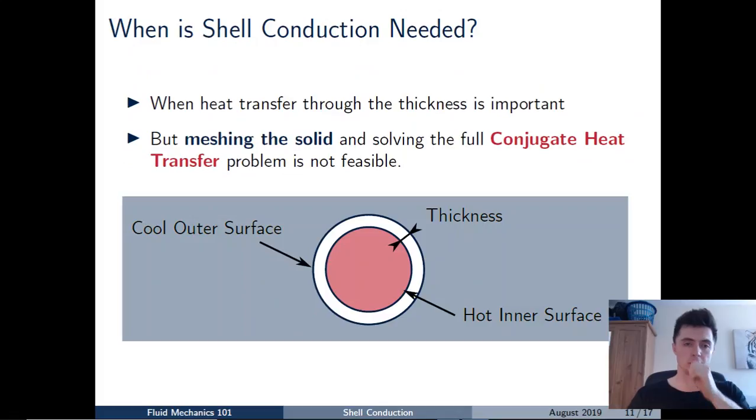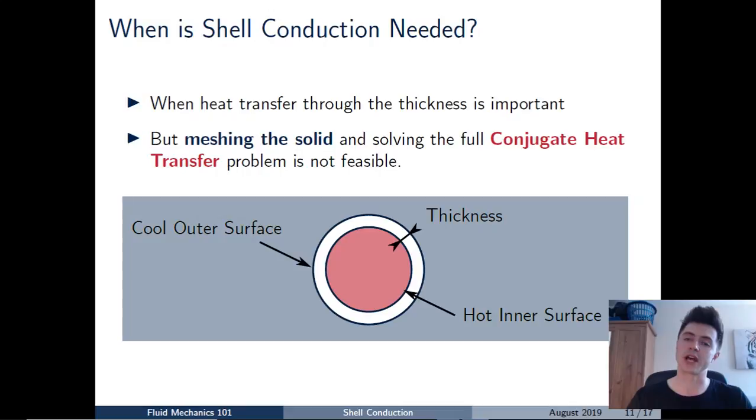So the next thing to think about is, when is shell conduction needed? And now that we've got a good understanding of these effects, we'd like to think, when would it actually be appropriate to apply shell conduction to a model? And the way to think about this is, shell conduction should usually be turned on when the heat transfer through the thickness of our surface is important. So an easy example might be a hot pipe, which you can see there in the diagram, where the internal surface of the pipe is very hot, maybe it's at a hot temperature, and then the outer surface of the pipe is cooled by a fluid, and the pipe is perhaps very thick or has some insulation on it.